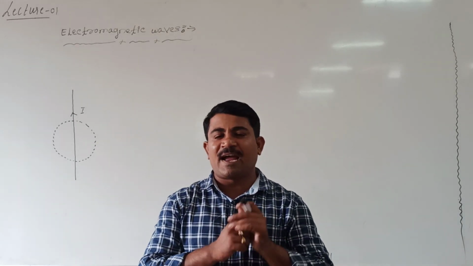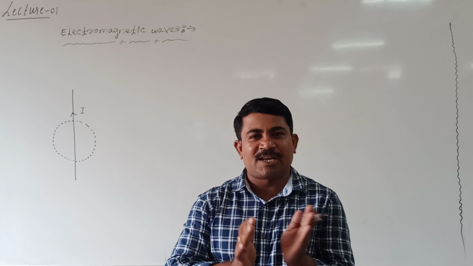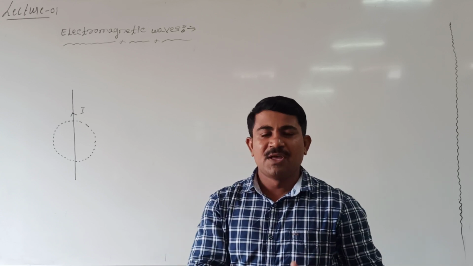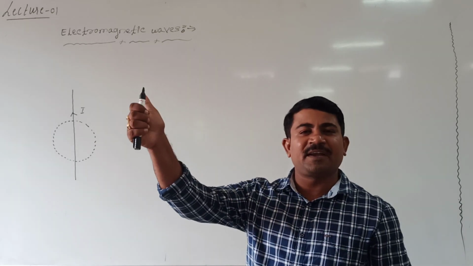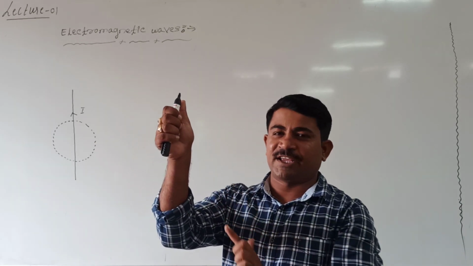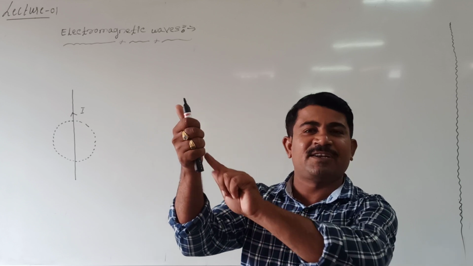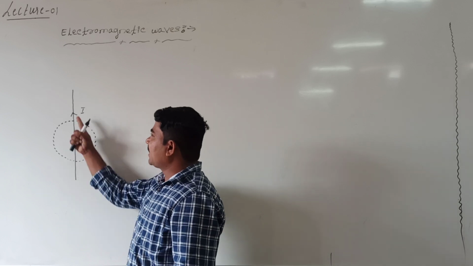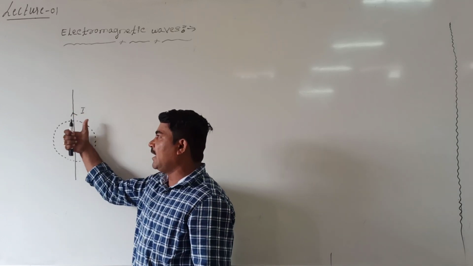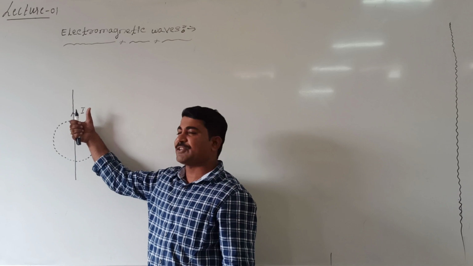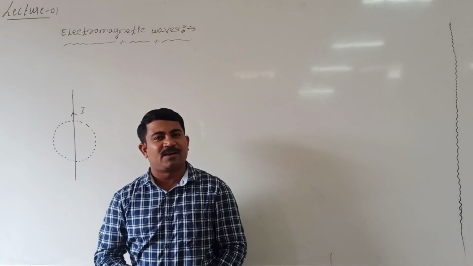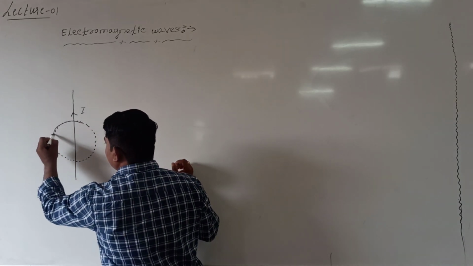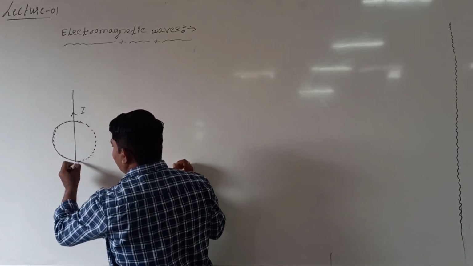The direction of the magnetic field and the direction of the current can be given by the right hand thumb rule. If a current carrying conductor is held in the right hand, the thumb points towards the direction of the current and the tip of the fingers in a circle gives the direction of the magnetic field. How is it? Look at me. The conductor is held like this, the thumb indicates the direction of current and the tip of the fingers in a circle gives the direction of the magnetic field. This is the magnetic field around the current carrying conductor.